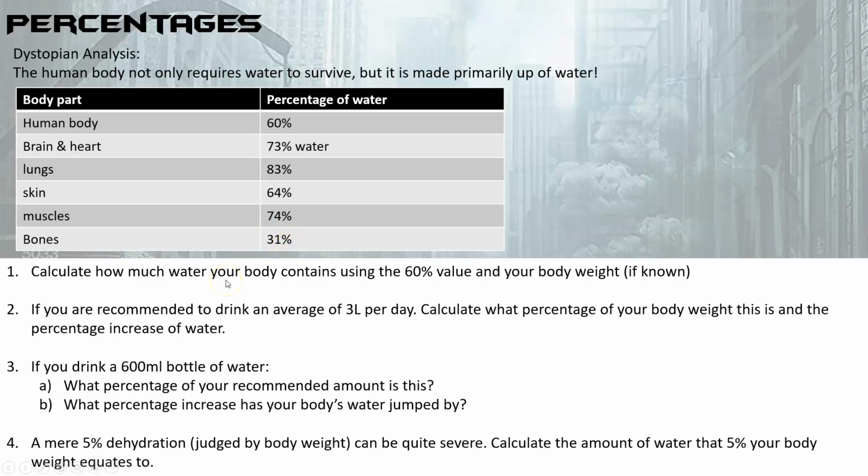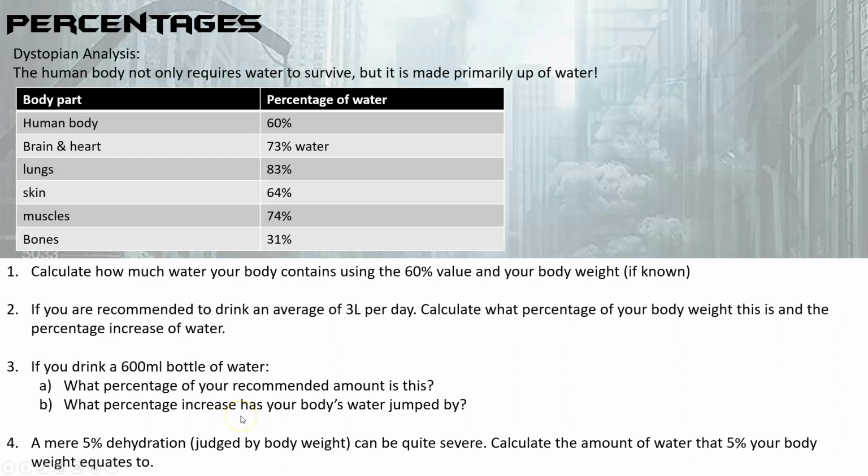Firstly, I want you to calculate how much water your body contains using the 60% value and your body weight if you know it. If you don't know it, you can just make a rough guess and use that value instead. If you're recommended to drink an average of 3 liters of water every day, calculate what percentage of your body weight this is and the percentage increase of water if you drink that 3 liters. If you drink a 600 ml bottle of water, what percentage of your recommended amount is that from the 3 liters? And what percentage increase has your body's water just jumped up by?